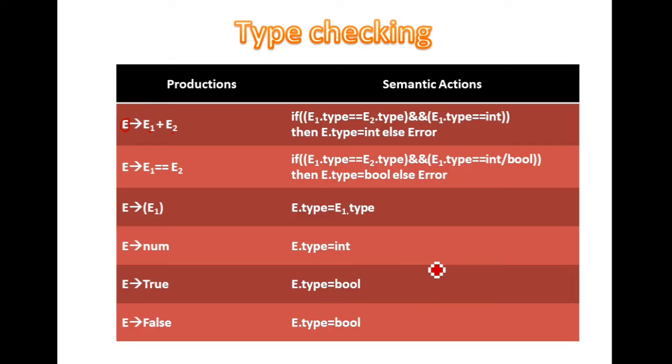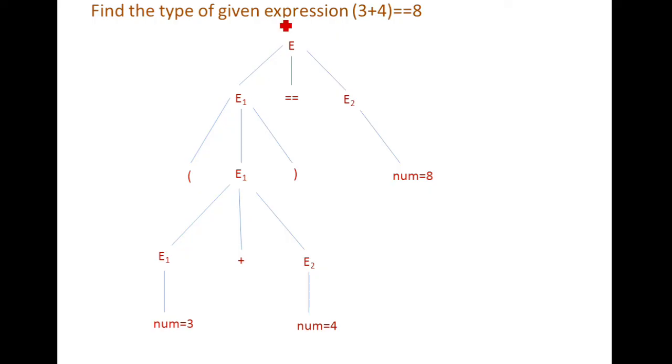Now we will apply these semantic actions in the corresponding problem. The problem is given as: find the type of the expression where I have to evaluate 3 plus 4 and compare with 8. So finally, we want to evaluate the type of this expression. As we apply these grammatical rules, the productions here, first I apply E tends to E1 double equal to E2. Then E1 is expanded into E1 flanked by brackets. Then this E1 is expanded as E1 plus E2, and E1 is given as number which is equivalent to 3, and E2 is given as number which is equal to 4, and the other E2 is given as number called 8. So altogether we have 3 operands, 3, 4 and 8.